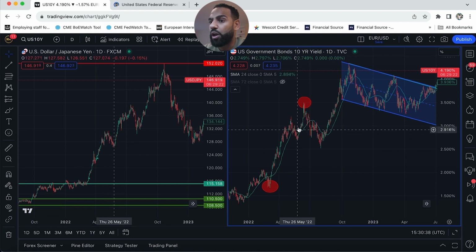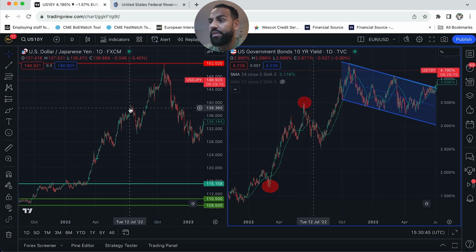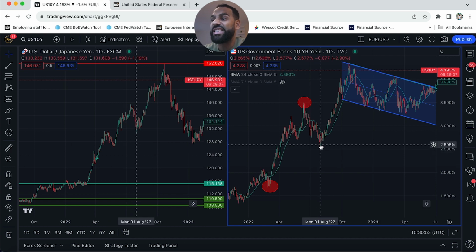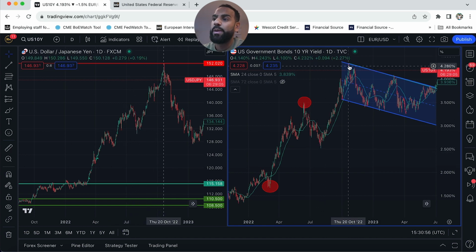And as soon as the bond market goes up again in value, as interest rates keep climbing, look what happens to USD/JPY. It keeps going up. And then as soon as the bond market starts to decline again, USD/JPY declines again. And you can see, as soon as the bond market takes off, look at the left-hand side, that's exactly the same time USD/JPY takes off.